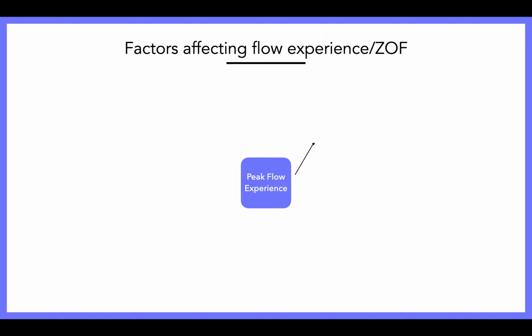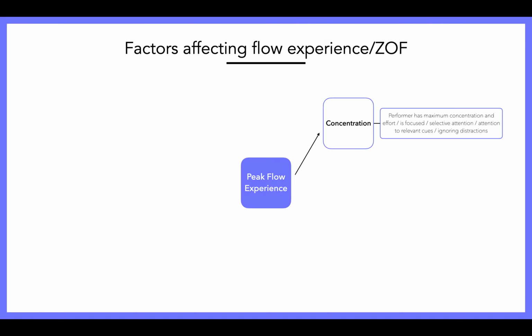So the first factor we're going to look at is concentration. We're linking this to cue utilization. If we're in the zone of optimal functioning, we're in peak flow, you have maximum concentration on the performance, everything else is insignificant. You have that selective attention, which is attention to relevant cues, you're ignoring distractions. So I'm putting your buzz phrases there, what the examiners like to see. So concentration is a massive factor in reaching or associated peak flow experiences and ZOF.